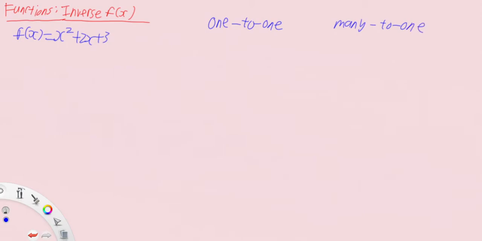The idea is that a one-to-one function means we have a graph where there only exists one x value for one y value. Every y value, every output you get, only has one corresponding x value. An example would be a linear graph.